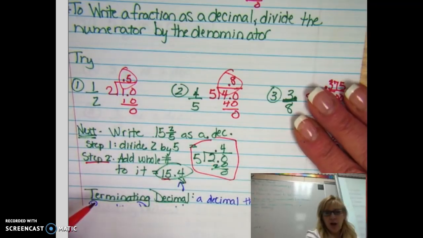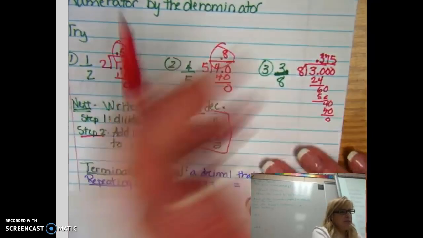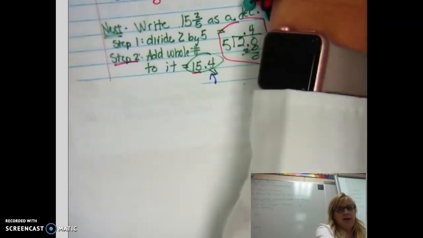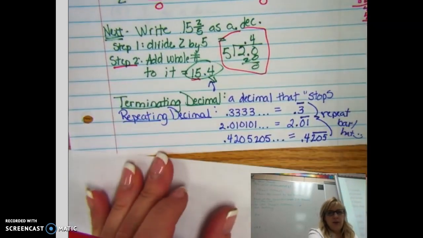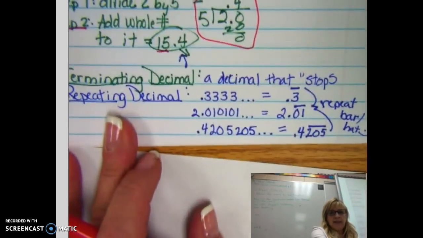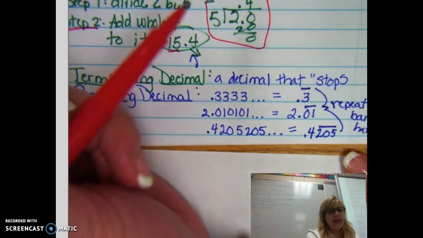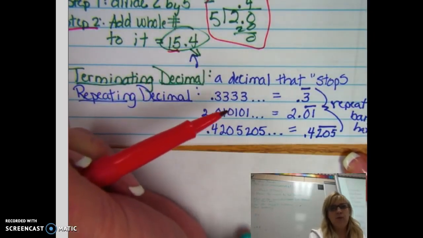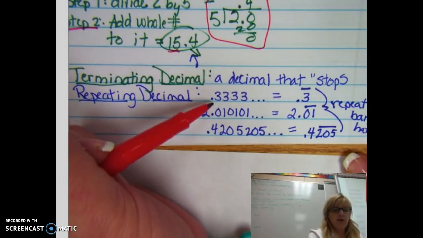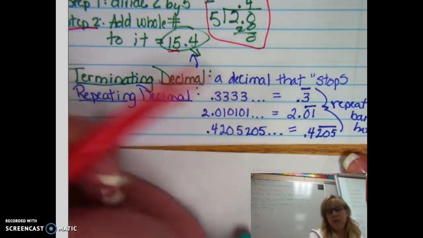What we have right here comes out evenly, so it is called a terminating decimal. What that means is that the decimal actually stops. It ends. It comes out evenly. A repeating decimal is a decimal that could keep going till the cows come home. It will go on for infinity. So 1/3, a lot of you know, ends up being 0.33333 repeating.